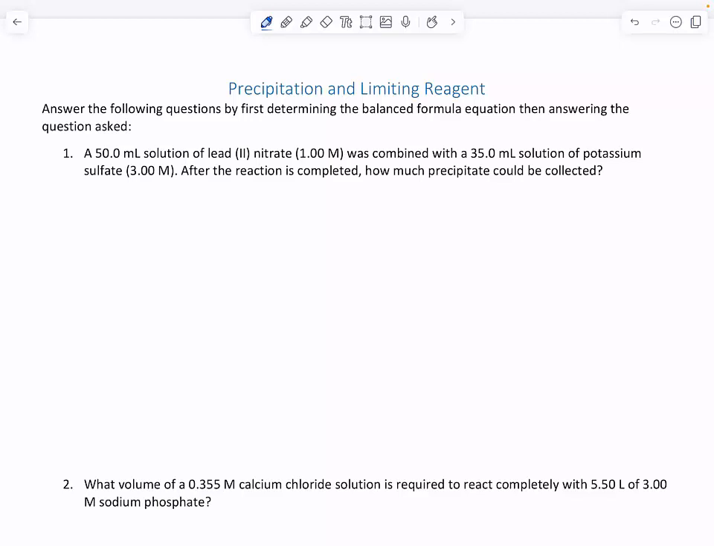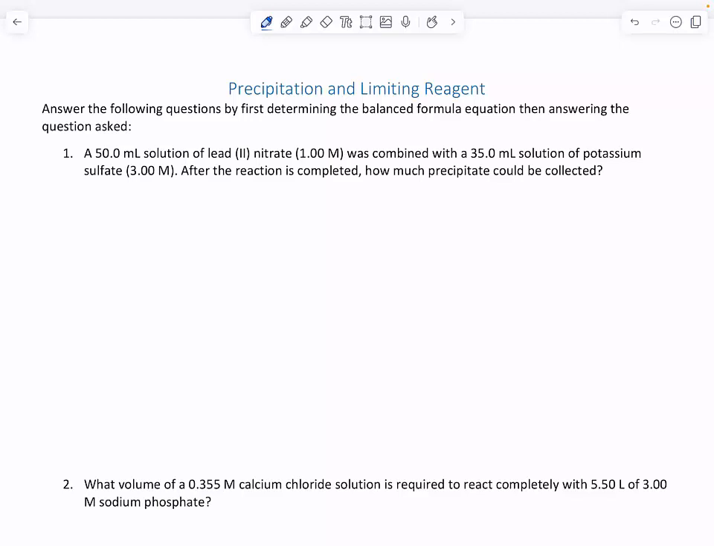So how do I set up a problem? What's the question asking me? Take the concepts that you've learned and put them all together and think through how we go about finding a solution. So this first question says I have lead nitrate and it's reacting with potassium sulfate. So those are your two reactants.